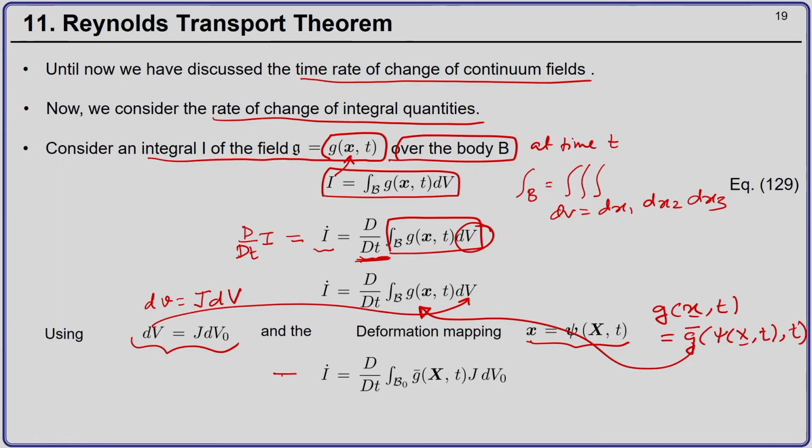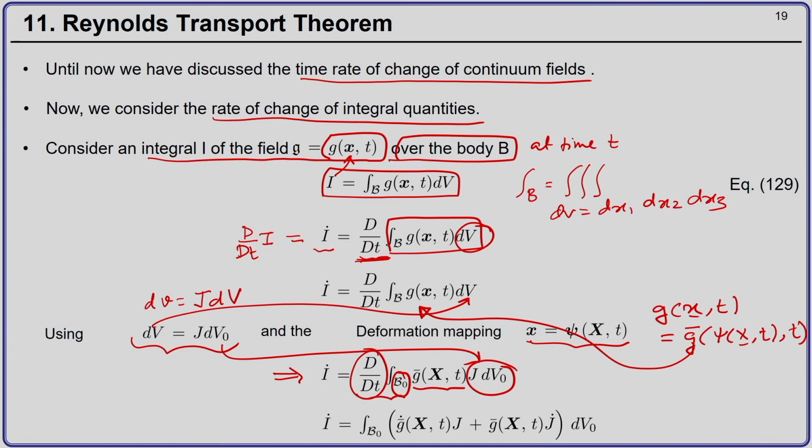Okay. So, I dot is nothing but d by dt of the integral over the initial volume of g bar(x, t) J dV0. Now, I know my material volume. I can now take this differentiation with respect to time inside the integral sign, because now I know the material configuration.